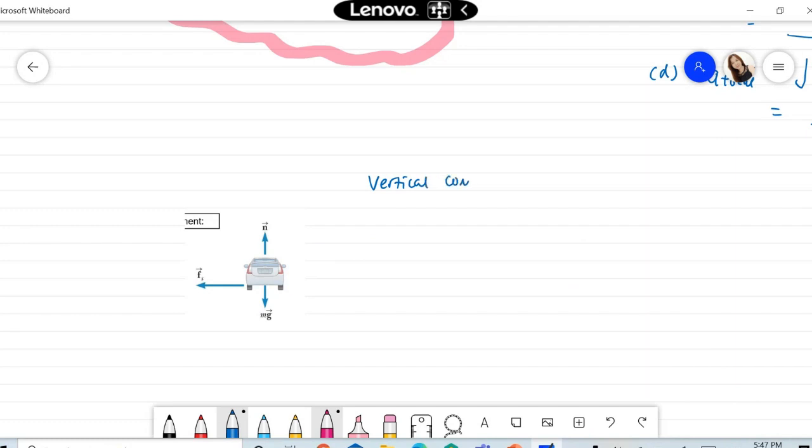So apply Newton's law, F equals ma. For the vertical component, y, there will be no acceleration along the y component, so the net force is equal to 0. This is the summation, right? Net force. So what are the forces along the y component? Normal and mg. I take up as positive, down as negative. Then I will have N plus negative mg equals 0. N is equal to mg.